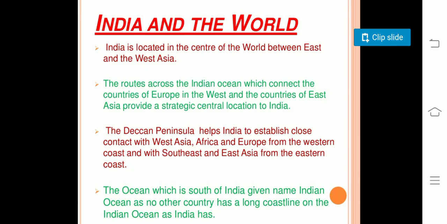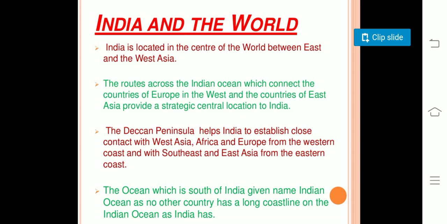India is located in the center of the world between East and West Asia. The routes across the Indian Ocean, which connect the countries of Europe in the west and the countries of East Asia, provide a strategic central location to India.